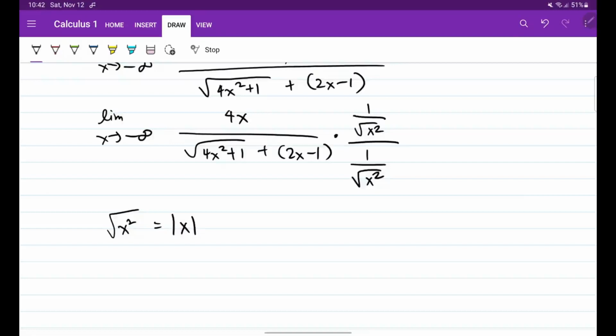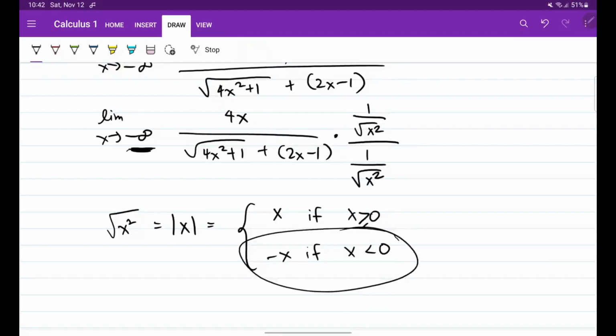And the absolute value of x is equal to x if x is greater than or equal to 0, and equal to negative x if x is less than 0. Since we are getting the limit as x approaches negative infinity, the definition we will use is negative x. So we can't just multiply by 1 over x. We need to use the absolute value definition.